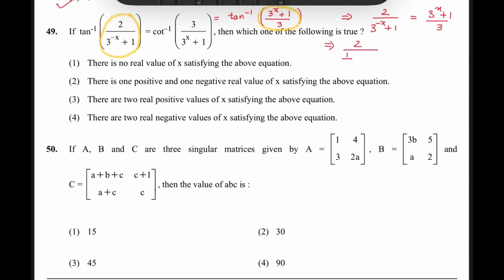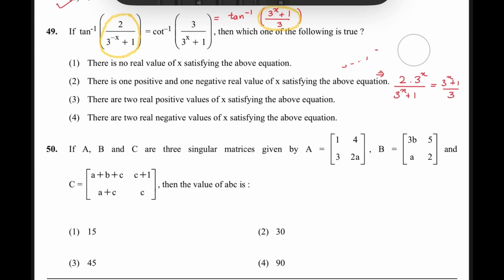So 2 upon 1 by 3 to the power x plus 1 equals 3 to the power x plus 1 divided by 3, right? So that way you'll get 2 times 3 to the power x upon 3 to the power x plus 1 equals 3 to the power x plus 1 divided by 3. Okay, so what if I put 3 to the power x as t?